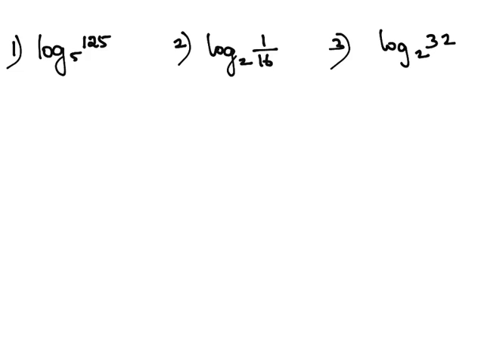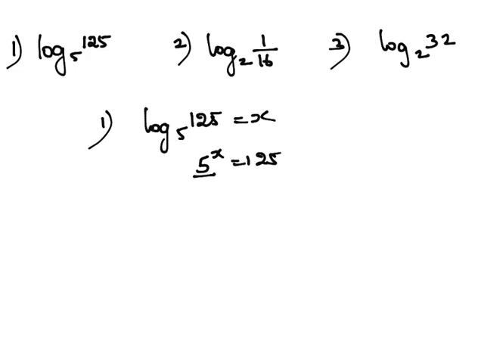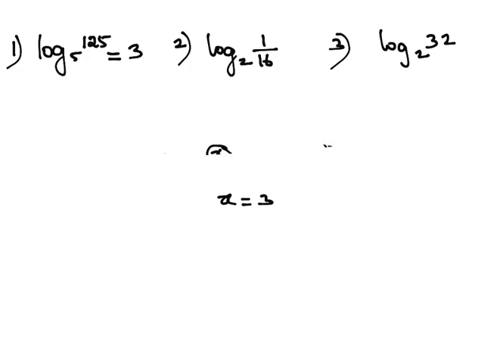So let me write the answer for the first one. Log 125 to the base 5 equal to x. So I write it in exponential form. So 5 raised to x equal to 125. Now since the base is 5 here, I need to write 125 as a power of 5. I know that 125 can be written as 5 cube. So the bases are same, so the powers have to be same. So x equal to 3. So the answer for the first one is 3. Right? So let us look at the second one.